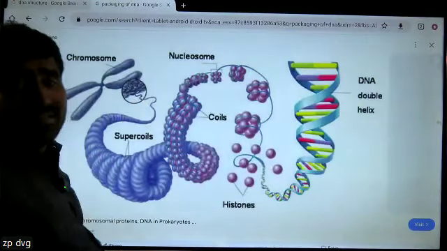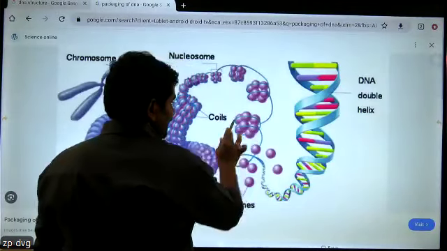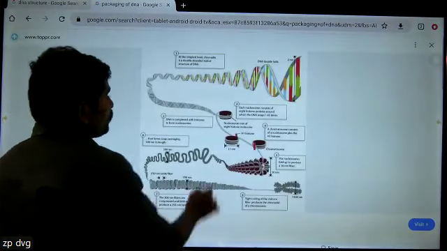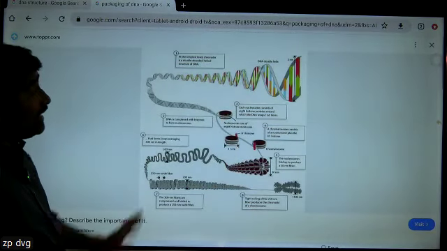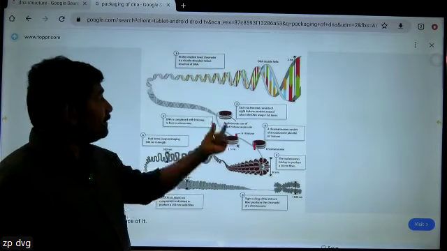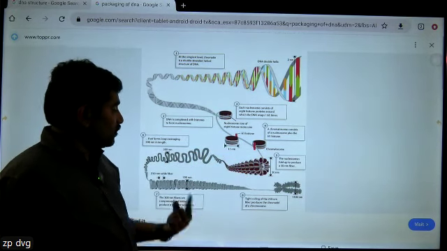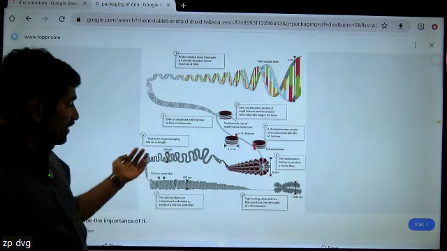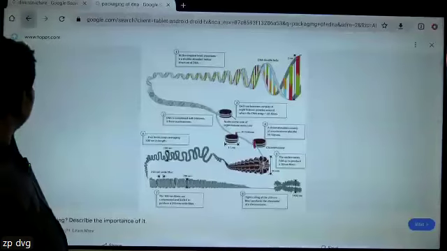If you see this diagram, you can easily understand how DNA is packed. DNA is a double helix, and this is one nucleosome. How much DNA does each nucleosome contain? Each nucleosome contains about 200 base pairs of DNA. These nucleosomes are joined together and form coils and chromatin, which is supercoiled, and finally this chromatin forms a chromosome like this.